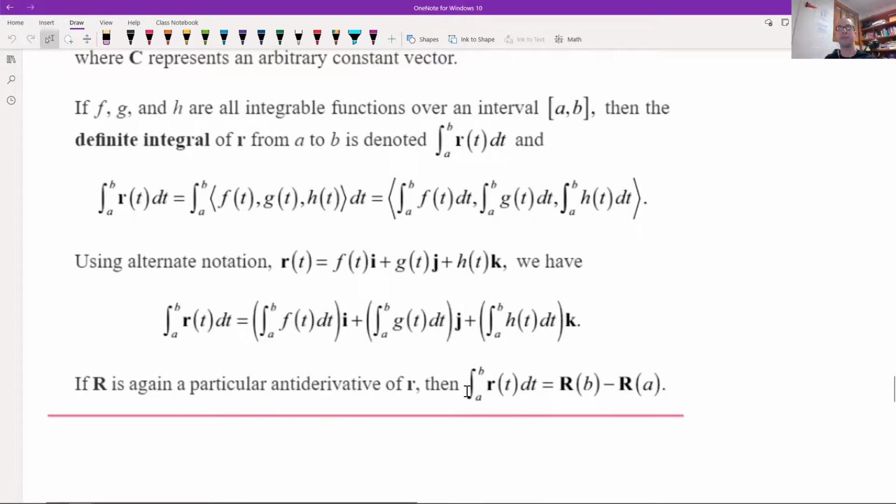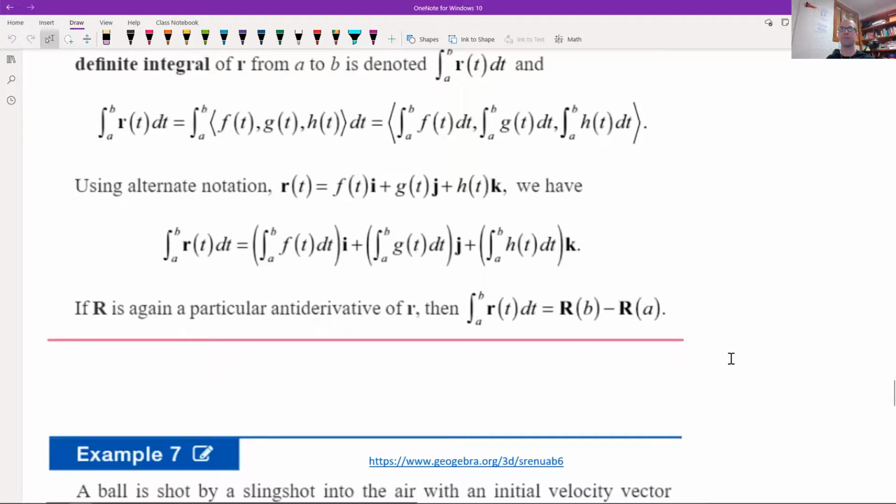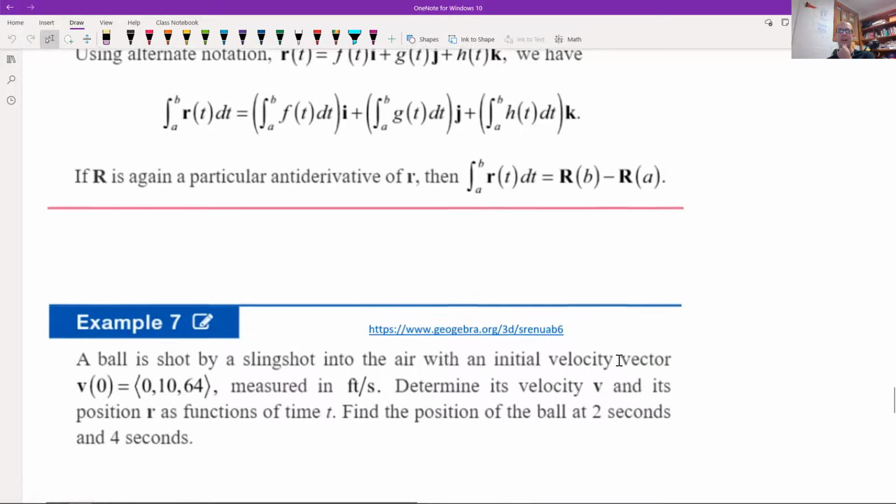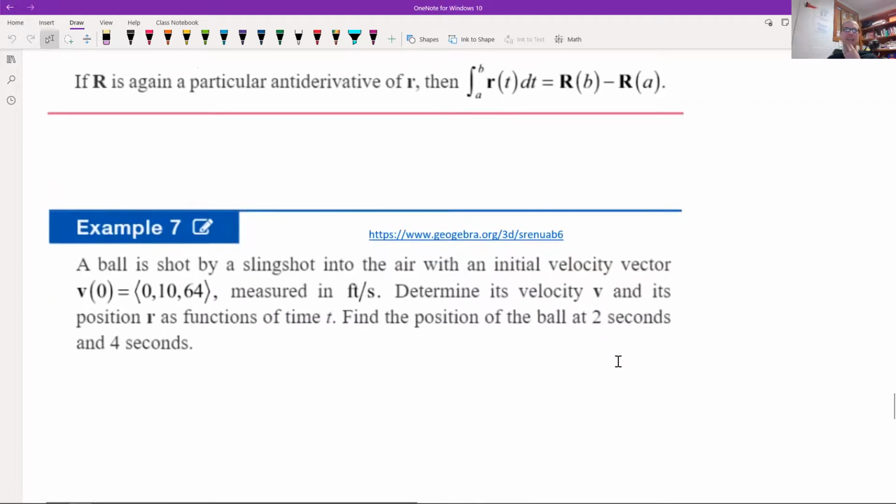But yeah, the fundamental theorem of calculus still works. This definite integral is the difference between the antiderivative evaluated at the endpoint minus the antiderivative evaluated at the starting point a. So that all still works. And all of these bold letters are just vectors. Let's take a look at what that might be in a specific case.